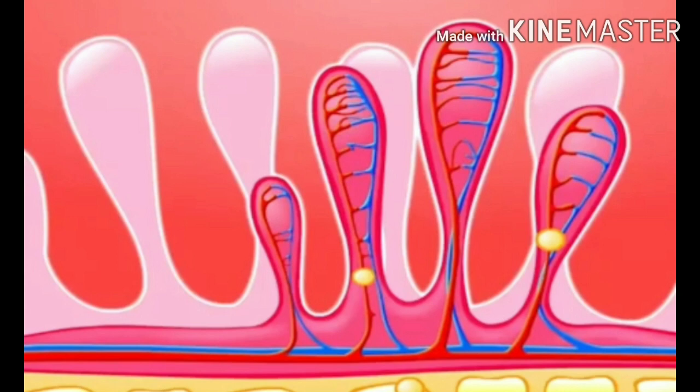The inner lining of the small intestine has numerous finger-like projections called villi, which increase the surface area for absorption. The villi are richly supplied with blood vessels which take the absorbed food to each and every cell of the body. Then it is utilized for obtaining energy, building up new tissues, and the repair of old tissues.